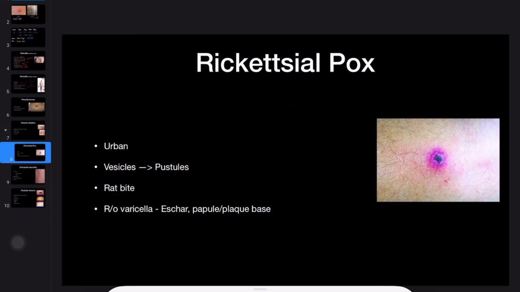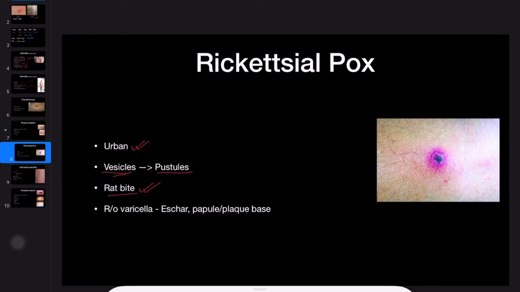Rickettsialpox is seldom seen in exams, so we will go through it quickly. It is most commonly seen in urban settings. You won't see it in rural areas. There are two types of rashes you will see. First, vesicles will appear, which will contain fluid, which will move on to purulent exudate containing pustules. You will get a history of rat bite, which makes the diagnosis pretty clear.